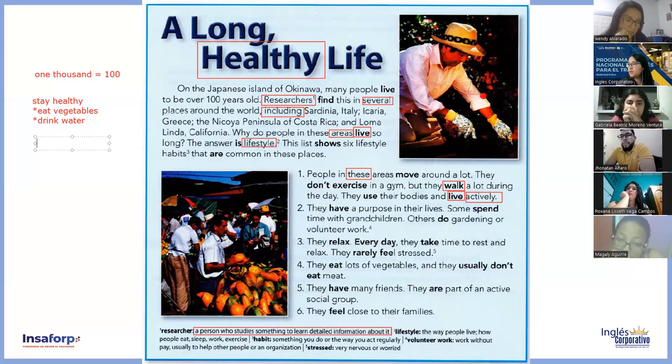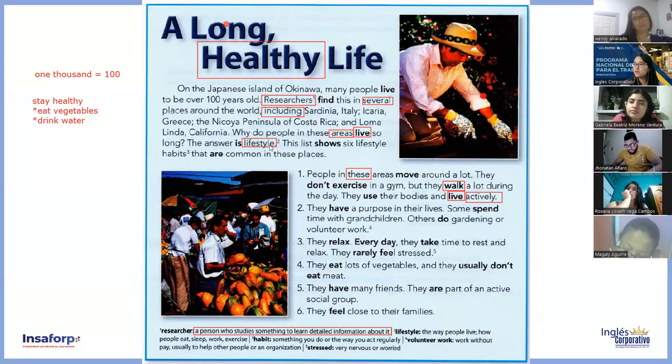Okay, questions about that part? No sé si hay dudas. En este caso se menciona live or live. En este caso sería live porque es el verbo. Pero si ustedes quieren entender, estamos en vivo, we are live, right? Live. Cambia la pronunciación, aunque es la misma escritura. Live es el verbo. I live in Santa Ana, right? Okay, thank you. Okay, let's continue with the second one.